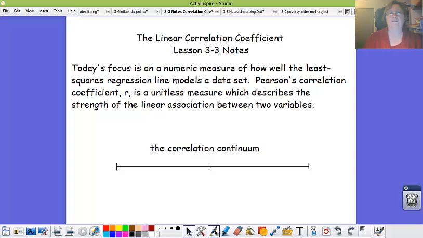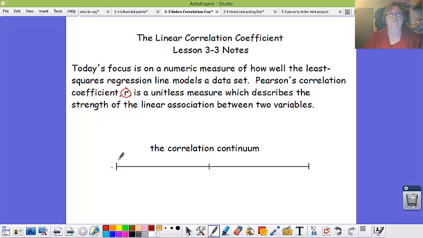Hi, here we are in our third lesson in our chapter on correlation and linear relationships. Today we're going to discuss a numeric measure of how well a line is suited to a set of data. We're going to be looking at Pearson's correlation coefficient, it's called. Normally we refer to that by the variable r. And it's a unitless measure that tells how strong the correlation between two variables is.